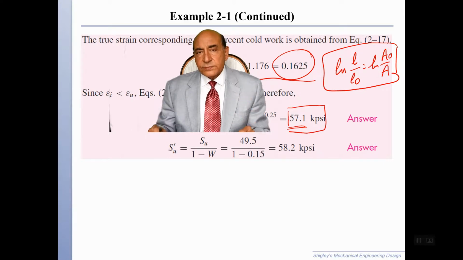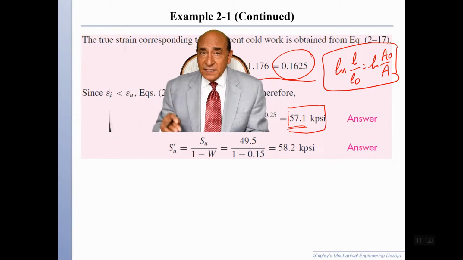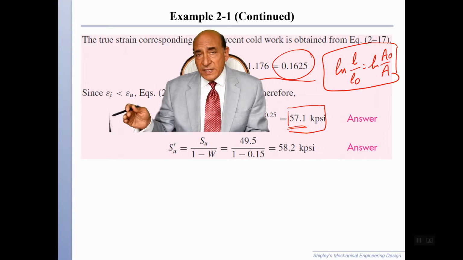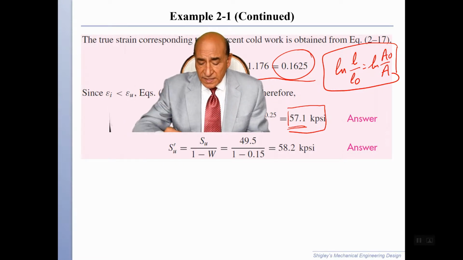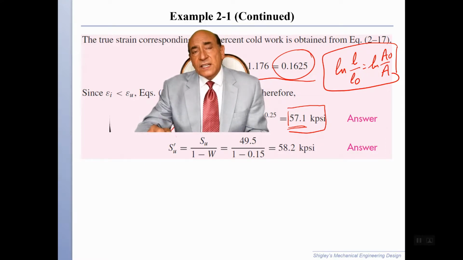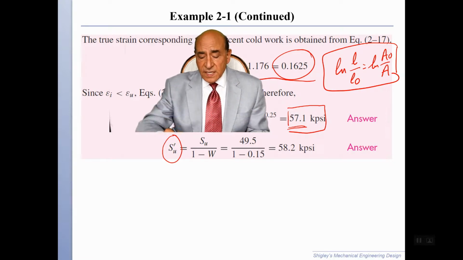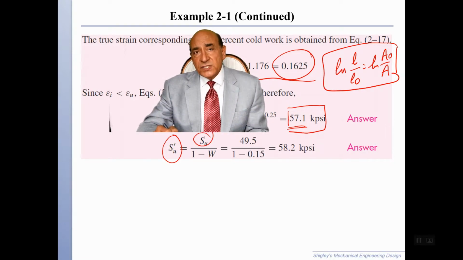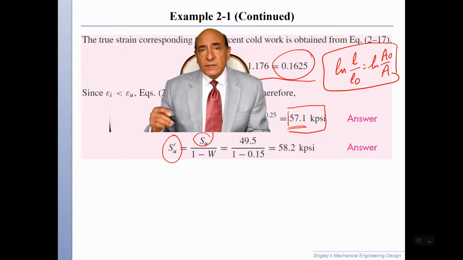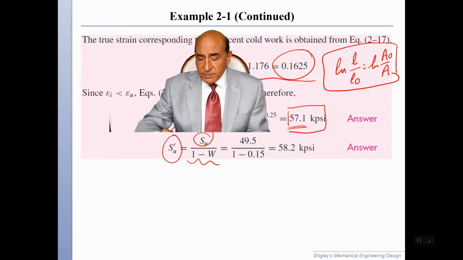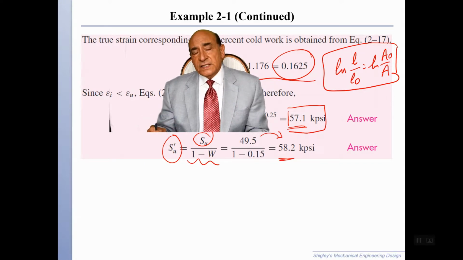Therefore, the material has improved in terms of the strength, and the 32 KSI became 57.1 KSI. The new ultimate strength of the material is obtained from force equivalency at the ultimate, which means that the ultimate strength times corresponding area is conserved. And that gives me the ultimate strength in the new work hardened material as the ultimate in the original state of the material divided by 1 minus W, and that makes a small change from 49 to 58 KSI.